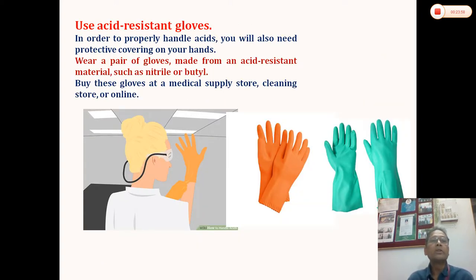Use gloves. Use acid resistant gloves. Generally these acid resistant gloves are made of nitrile or butyl rubber. These are polymers. These protective gloves should be worn during handling of the acids in the laboratory.